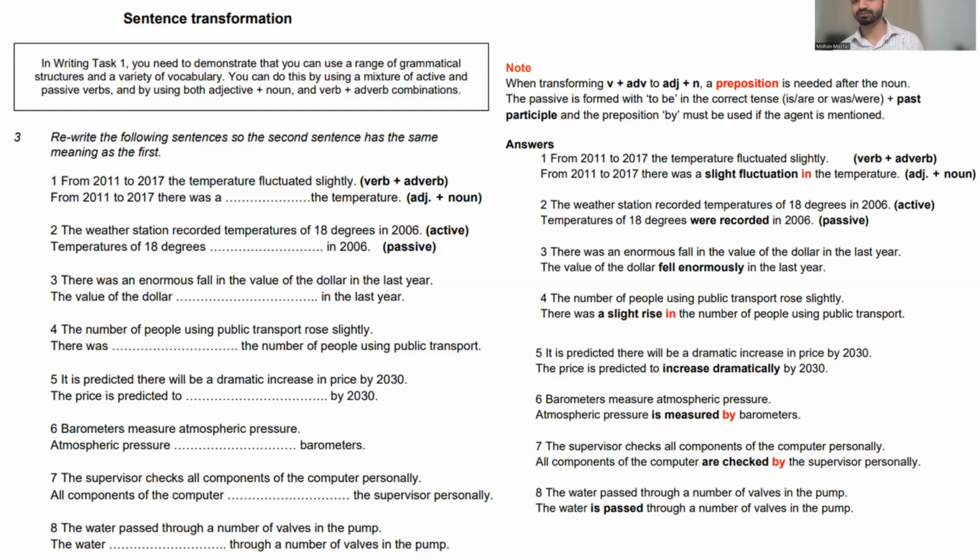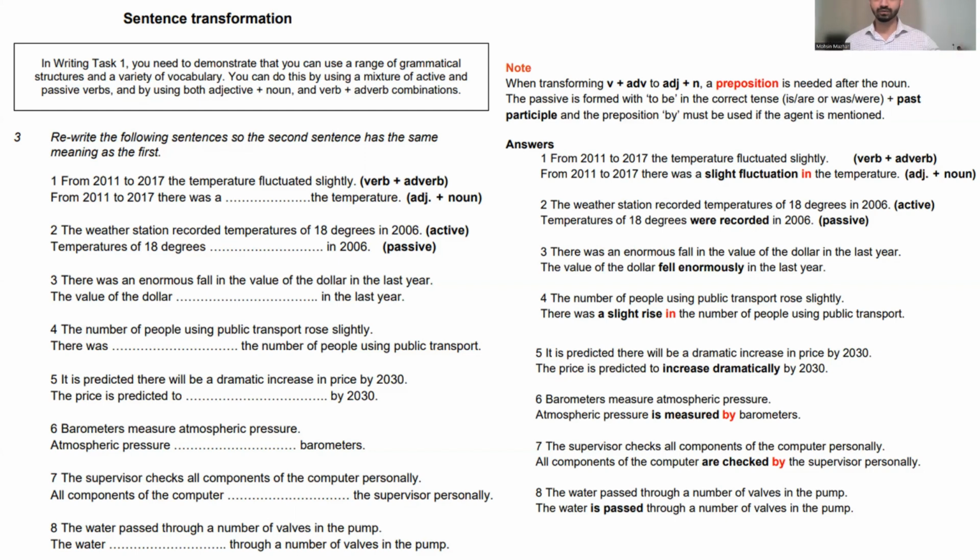So you will have to use by. The supervisor checks all components of the computer personally. All components of the computer are checked by the supervisor personally. Okay, the agent is important here, and you will have to mention that by using by as a preposition.